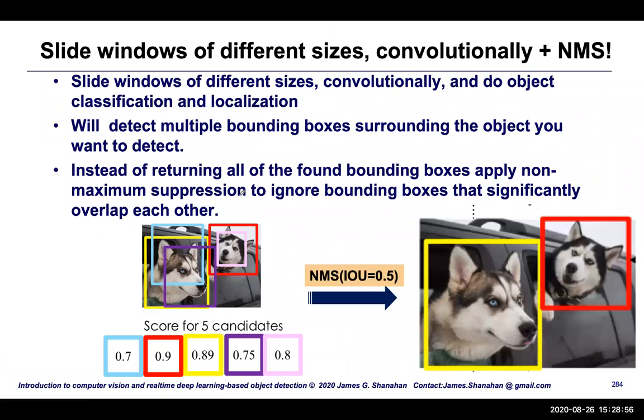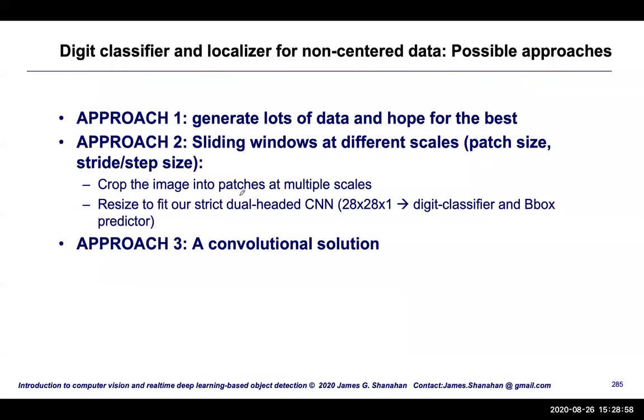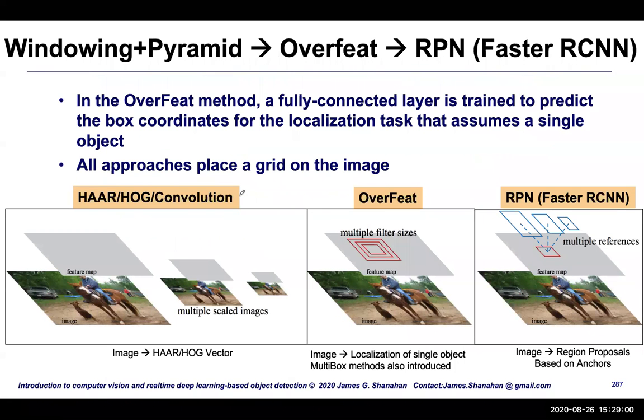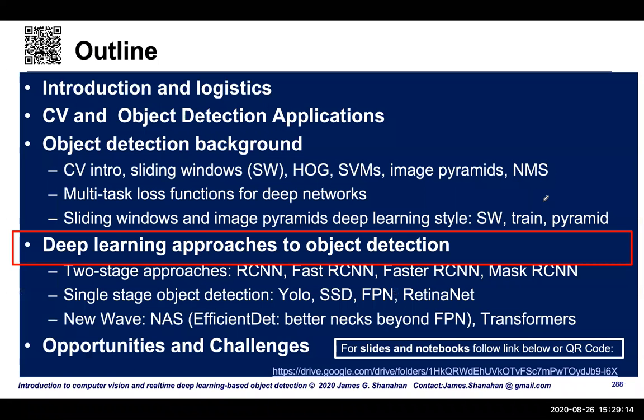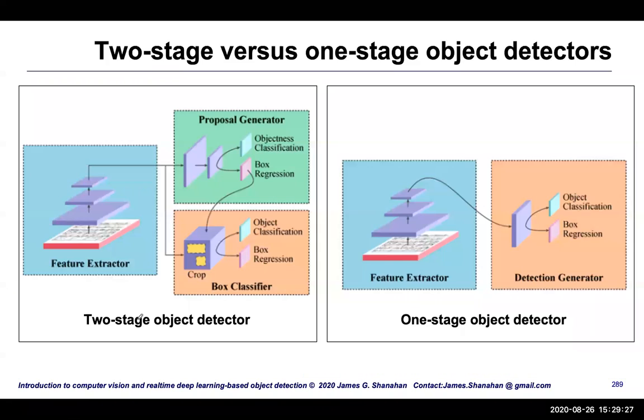Of course, we still apply our non-maximum suppression approach to this, and so this idea of image pyramids and windowing is really important, and we'll see it. It's definitely part of OverFeat, and we'll see it also come up in other approaches as well. So in terms of deep learning approaches to object detection, we're going to beg, borrow, and steal things from all of what we talked about so far. And we're going to come up with two-stage approaches, one-stage approaches, and then we have this new wave.